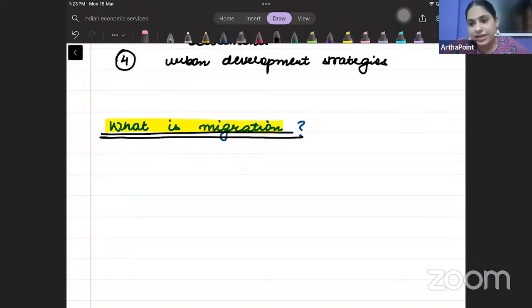Earlier I was living in India. Now I live in Canada. It is a long distance migration, right? It can be internal or international. Internal means within the national boundaries. International means across the international boundaries, right?